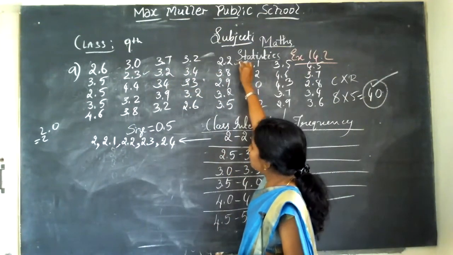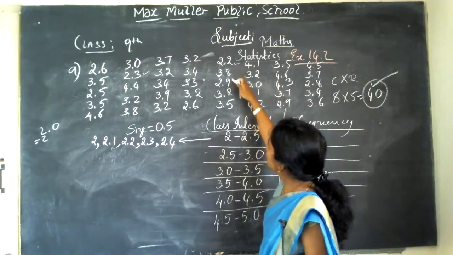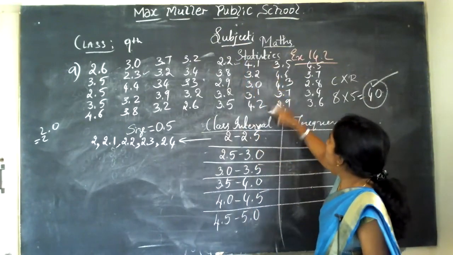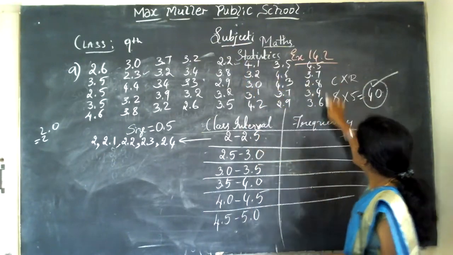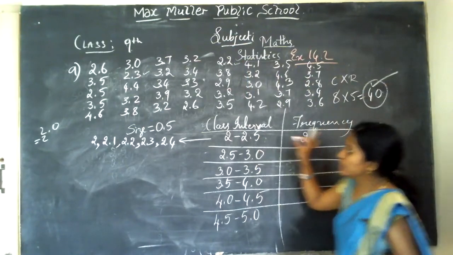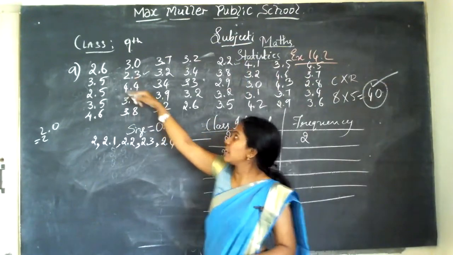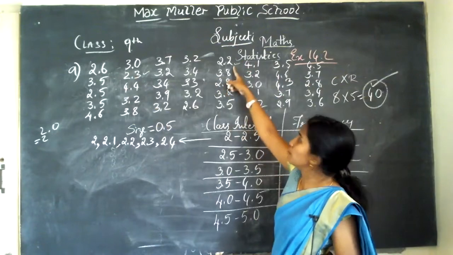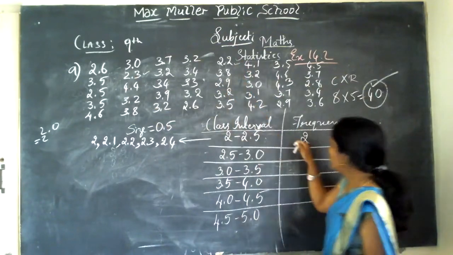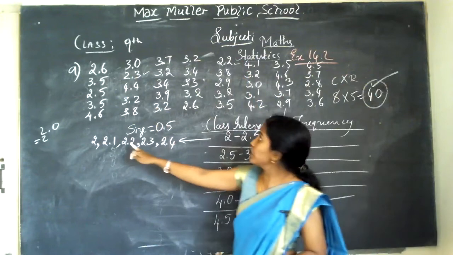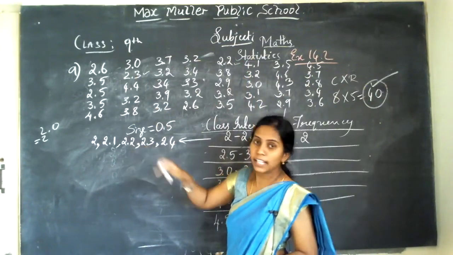So here you have 2.2, 2.3. You will get two numbers: one is 2.3, another one is 2.2. You have two numbers which include 2.2 and 2.3. Move to next one.